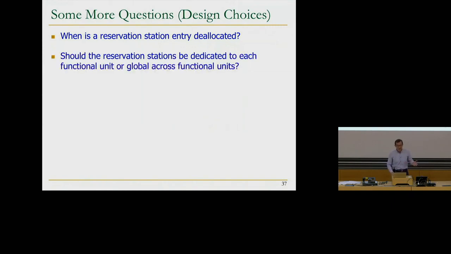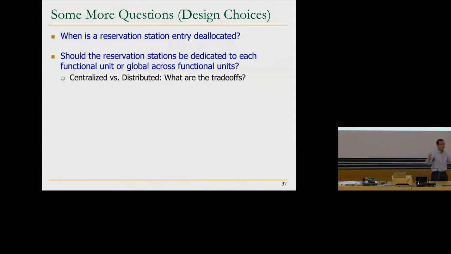Should the reservation stations be dedicated to each functional unit, like what we've shown in the picture? The adder has a different set of reservation stations compared to the multiplier. Or should they be global across functional units, as opposed to having 4 reservation stations for the adder or 4 for the multiplier? Should you have 8 reservation stations that are shared? So what are the benefits and downsides? Basically, this is the trade-off between centralized reservation stations versus distributed reservation stations.